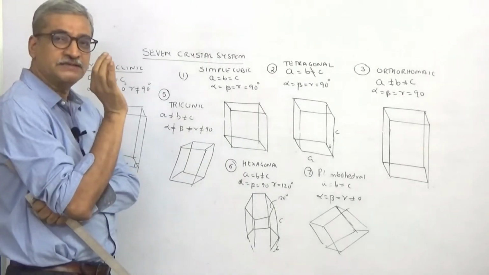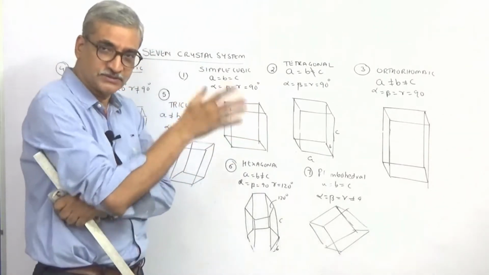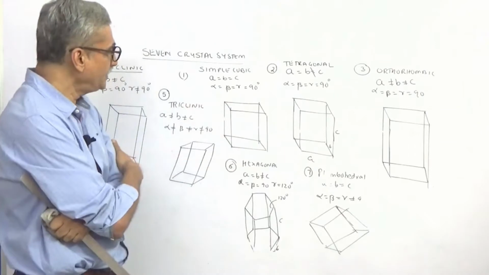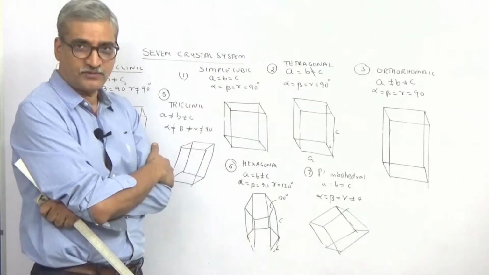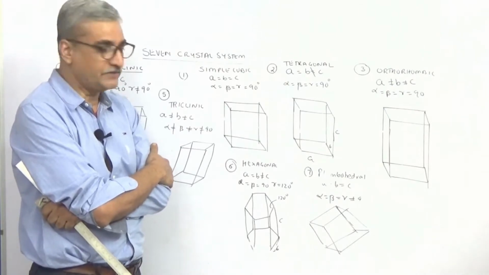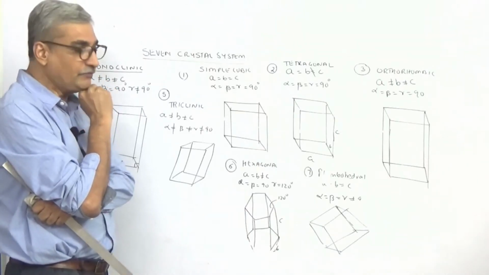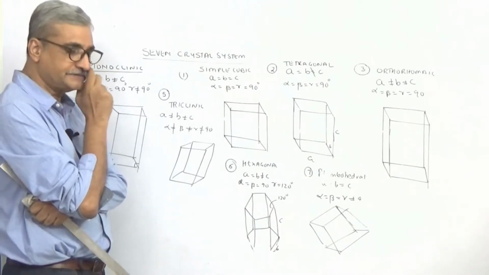What is crystal lattice? The definition, I am revising what I taught last time because the story starts here now. What I told you last time was that the definition of crystal lattice is an arrangement of atoms, ions or molecules.